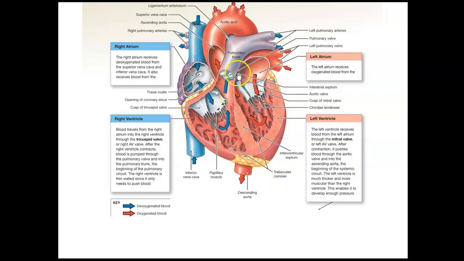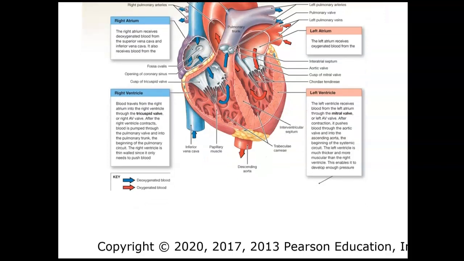Your divider between the atria is called the interatrial septum. And you can see it kind of right there. And then the divider between the ventricles is called the interventricular septum. And I'm pretty sure I've covered everything now. So, all right.